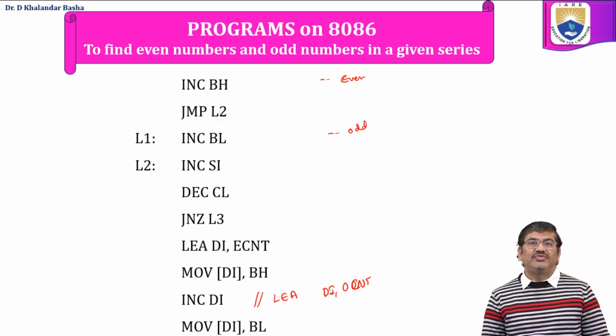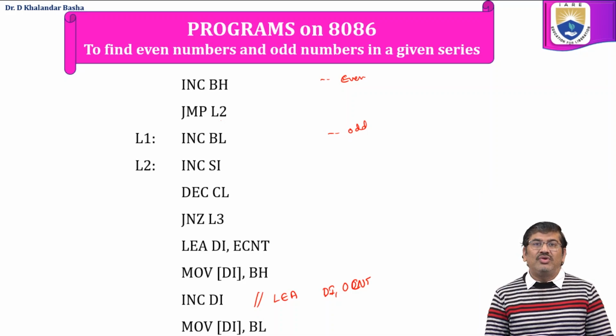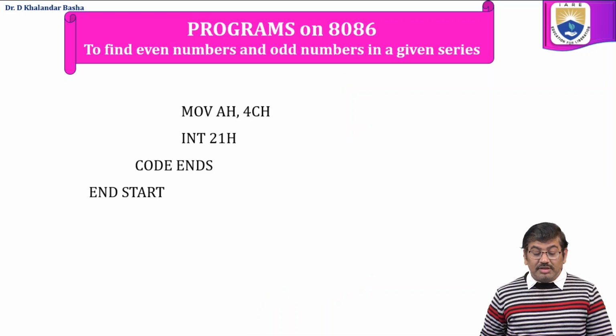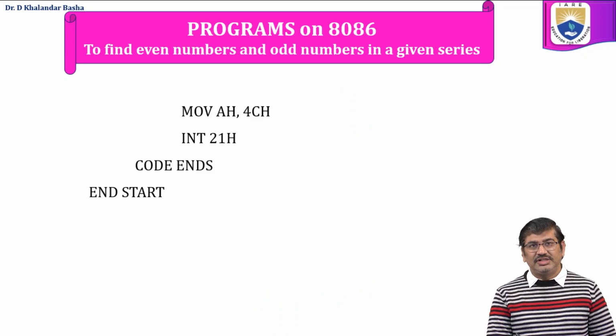Any one of these instructions we can use. Then the odd count which is there in the BL register will be loaded into the given memory location. Then we can terminate the program by raising the INT 21H interrupt, which is for returning to the DOS prompt. The subroutine we are using has the value 4CH.